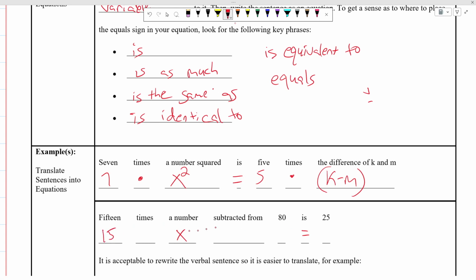Okay, and then the rest of these are quantities. I got 15, I got an 80, and I got a 25, and now let's look for some operations that are happening between these things. So 15 times, okay, so multiplication there. Let's see, subtracted from. Now, pay attention again to the phrasing. Students will be tempted to put this. However, this is not quite exactly right.